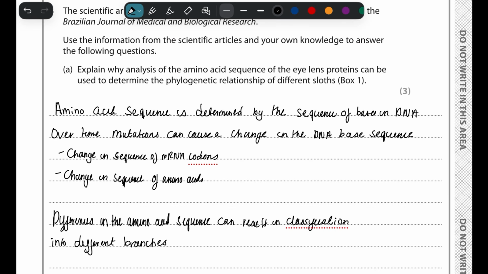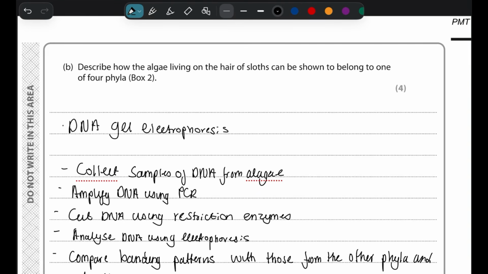Cool. Now, let's get into what's happened. With the phylogenetic relationship between different sloths, what we know is if there are different sloths, there's been a mutation at some point. So I'm going to say mutations occurred. That's caused a change in the DNA base sequence, which changes the sequence of codons in mRNA, which now changes the amino acid sequence. If that's happened, the differences in the amino acid sequence we can use to classify them into different groups, or, in relation to the question, we can split them into different branches in the phylogenetic tree.